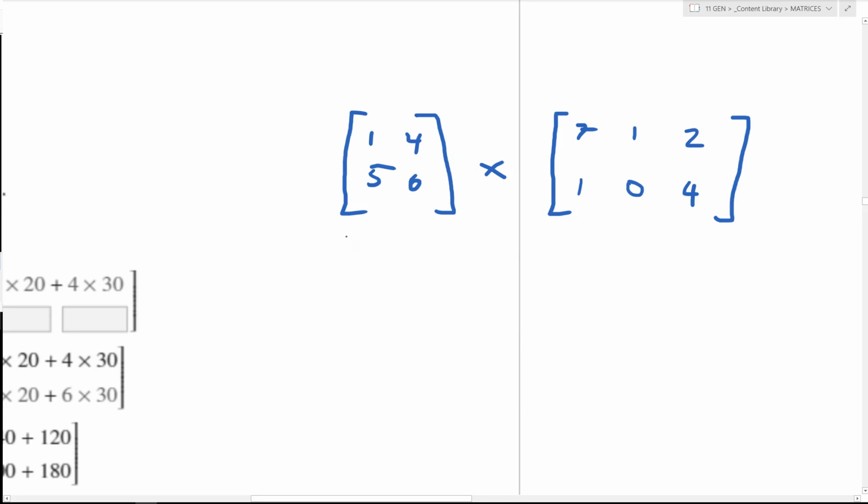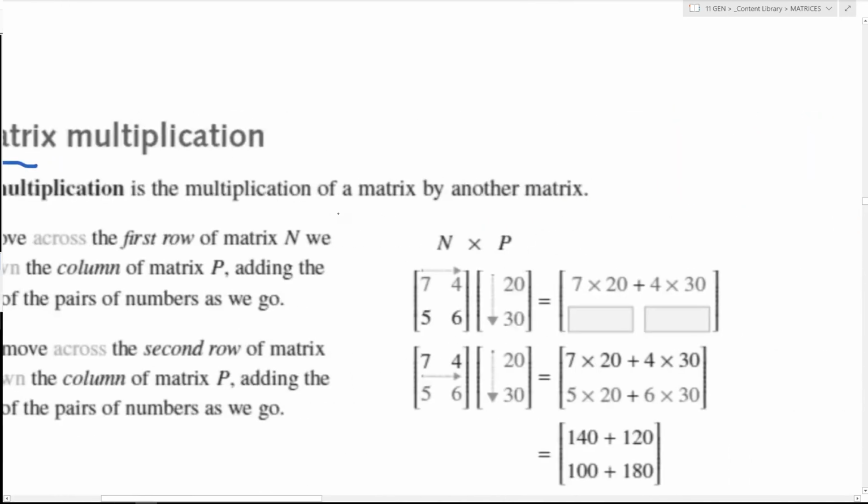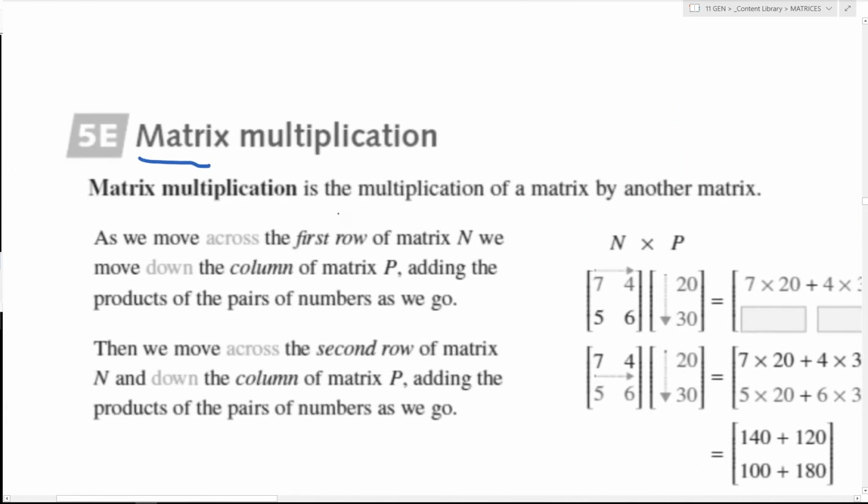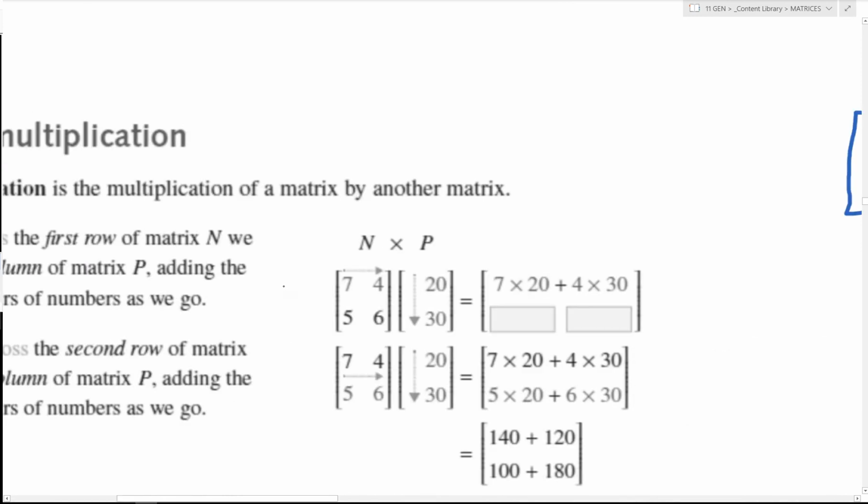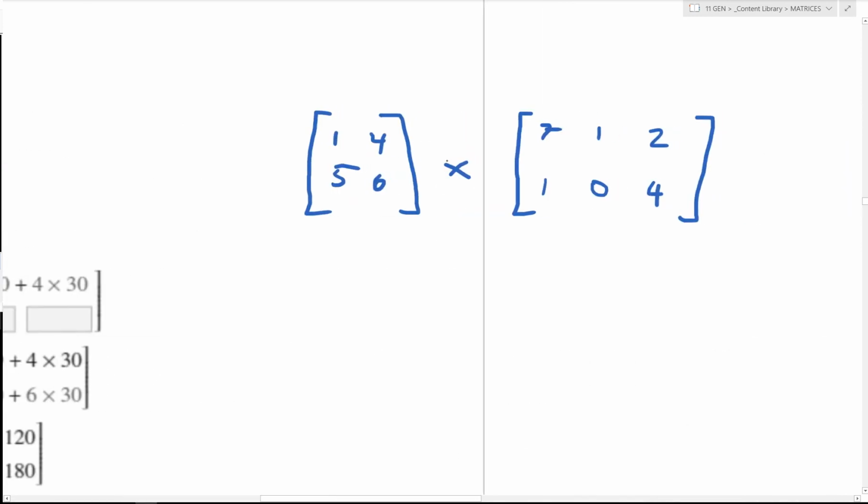The principle behind multiplying two matrices together is that as we move across the first row of matrix N, we move down matrix P. I'll repeat that in other words: it's the whole row of the first matrix multiplied by the columns of the second matrix. So it's always row by column, row times column each time. All right, let's evaluate it.